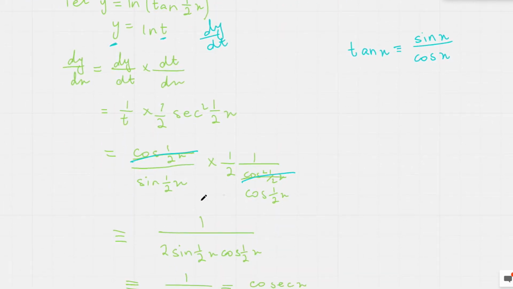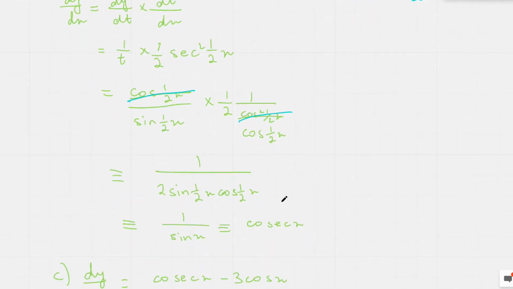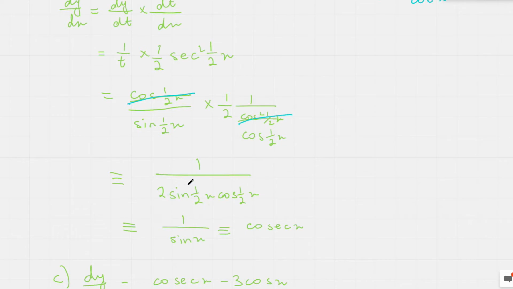And when we multiply these, we're left with half, so it's 1 over 2, and then sine half of x and cos half of x multiplied together. Now, using the identity from part A, we know that 2 multiplied by sine of an angle multiplied by cos of an angle is identical to sine of 2 times that angle. So we have sine of 2 times half of x, which is just x, so 1 over sine x. And this can also be written as cosec x.